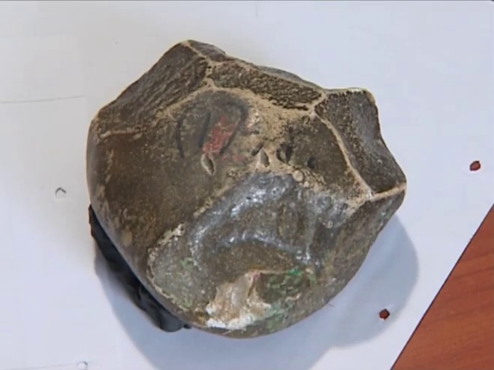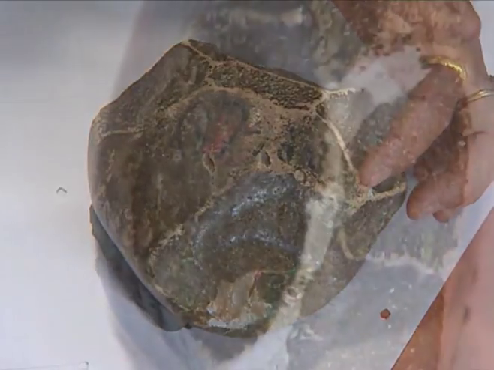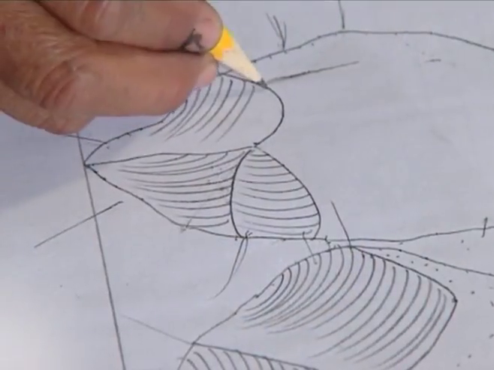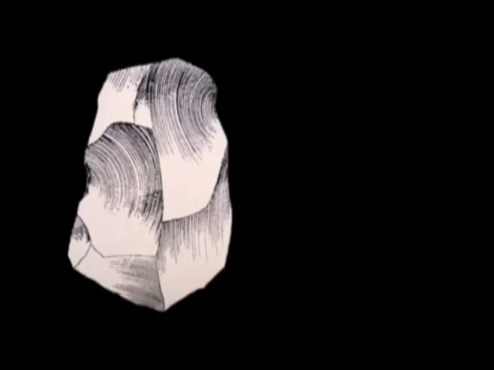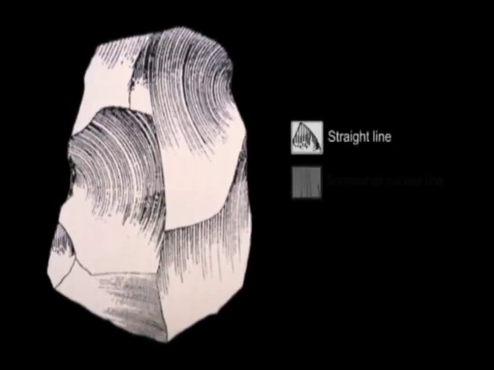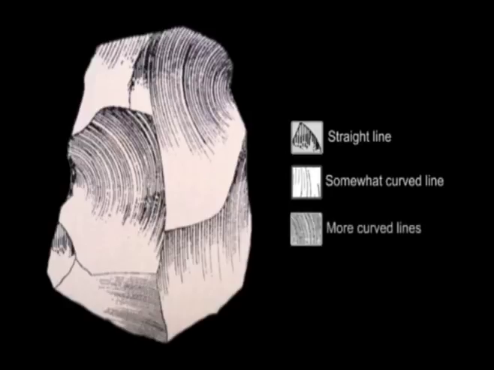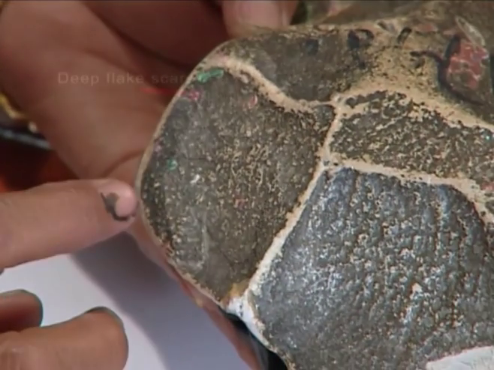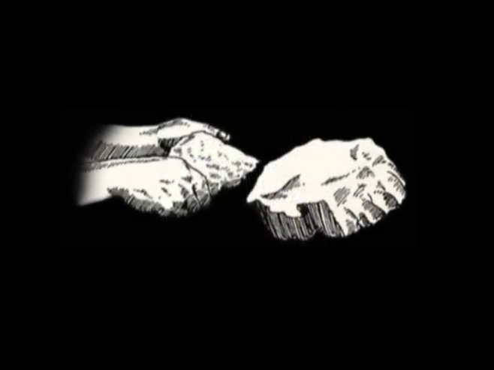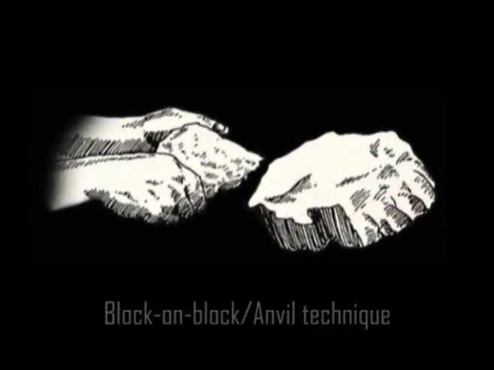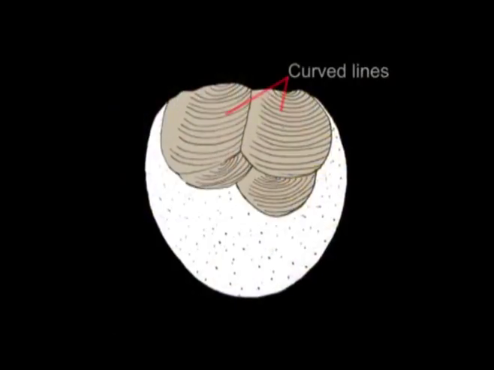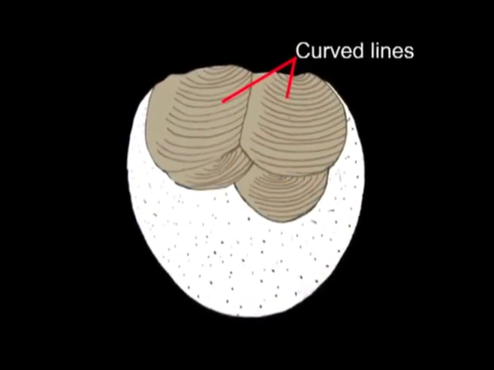Number A. The shape, size, nature of the flake curve, and the manufacturing techniques of the given specimen are presented by line drawings. Each line possesses a specific meaning. They are straight lines, somewhat curved lines, and more curved lines. For example, the deep flake curves that were produced by block on block or anvil technique and the direct stone hammer technique are represented by more curved lines than those of the somewhat curved lines, which were produced by standard hammer technique.